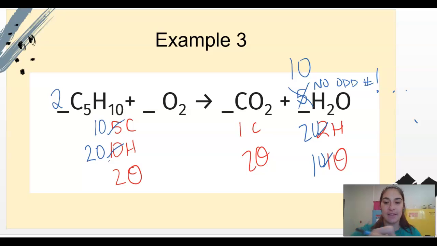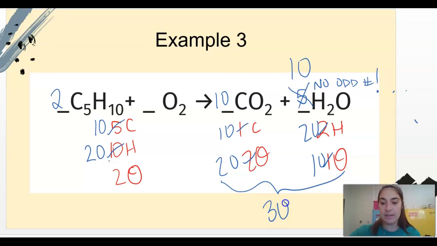Great, carbon, 10 on the left, 1 on the right, multiply by 10. Changes carbon to 10 and oxygen to 20. No big deal. Then from there, totaling up those oxygens gives me 30 oxygens. So I have 30 oxygens on the right, 2 on the left. I need to multiply by 15.